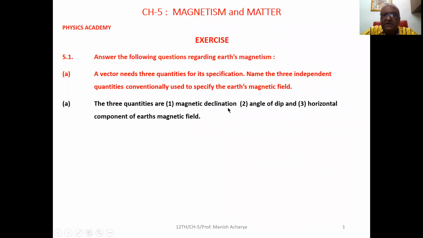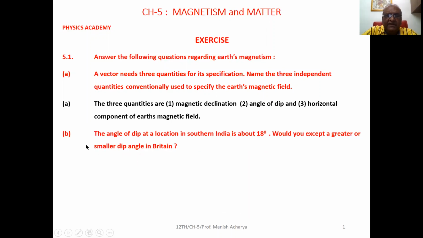So to specify Earth's magnetic field, we use three quantities. One, that is magnetic declination. Second one, that is angle of dip. And third one, that is horizontal component of Earth's magnetic field.